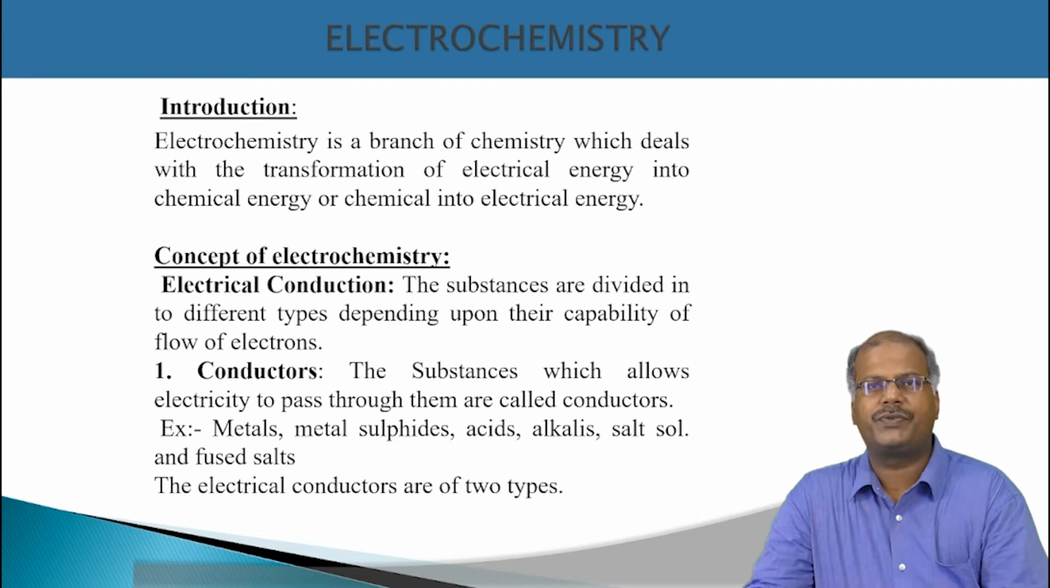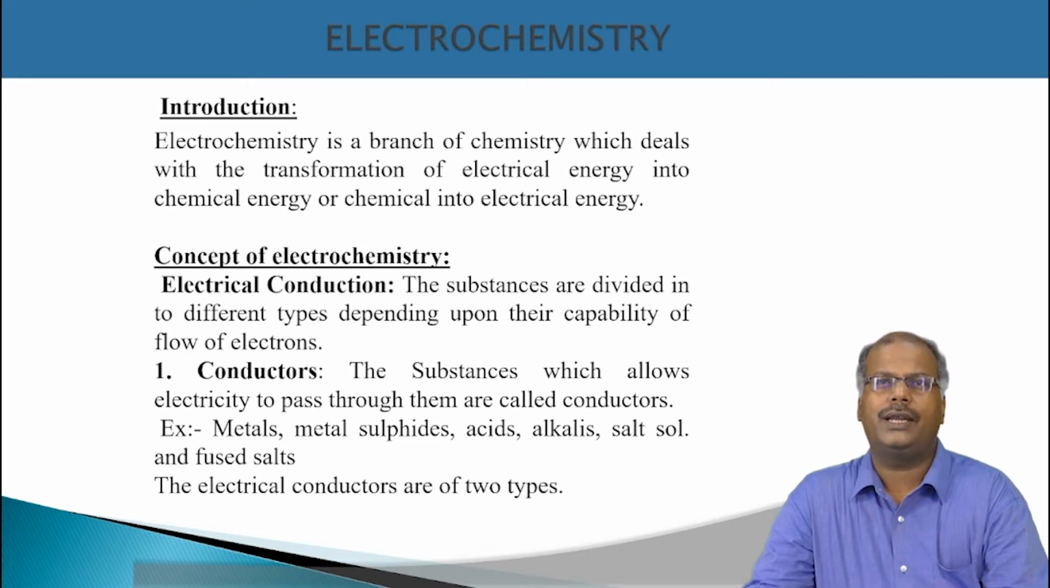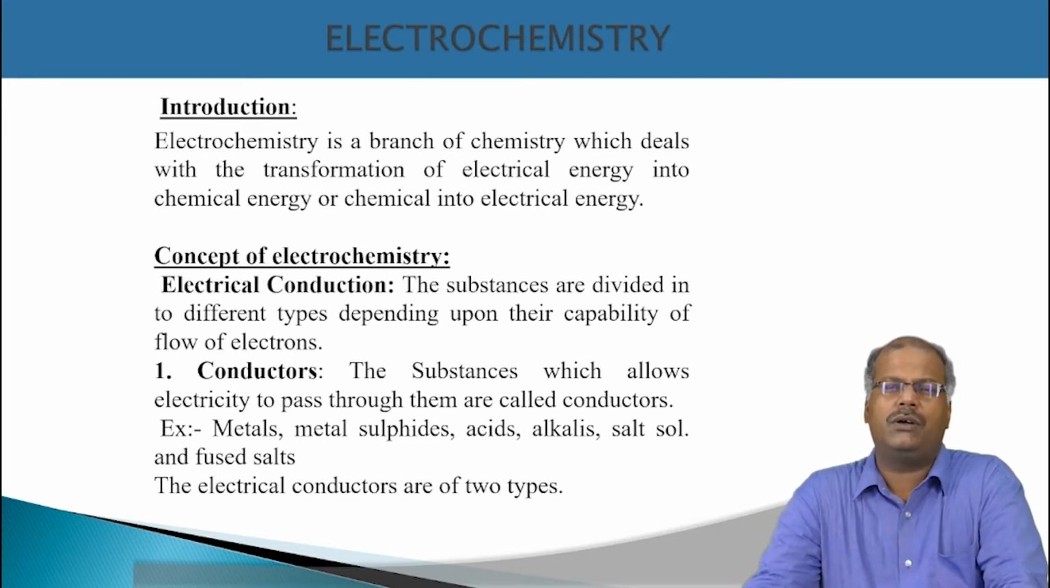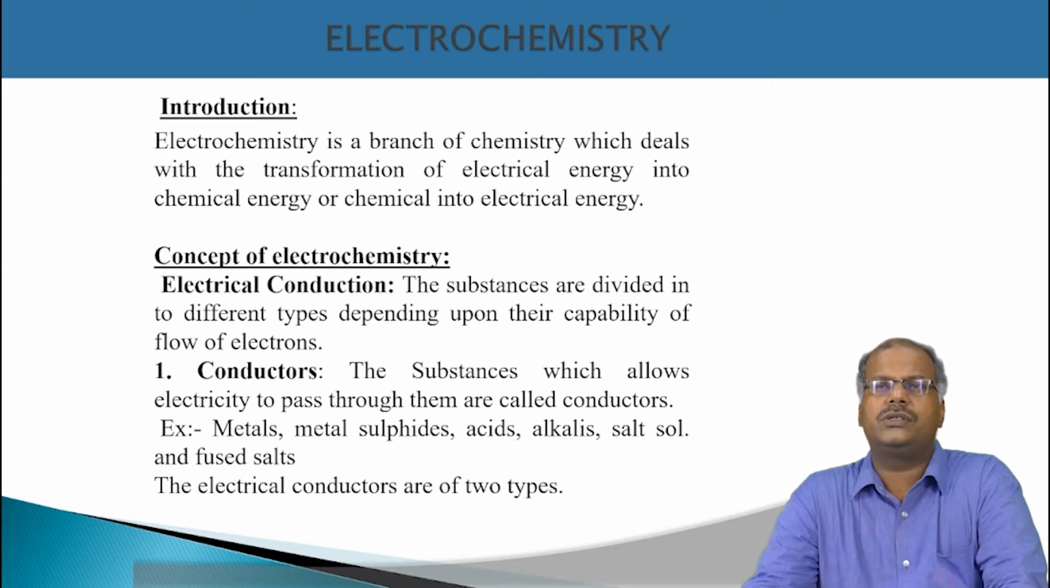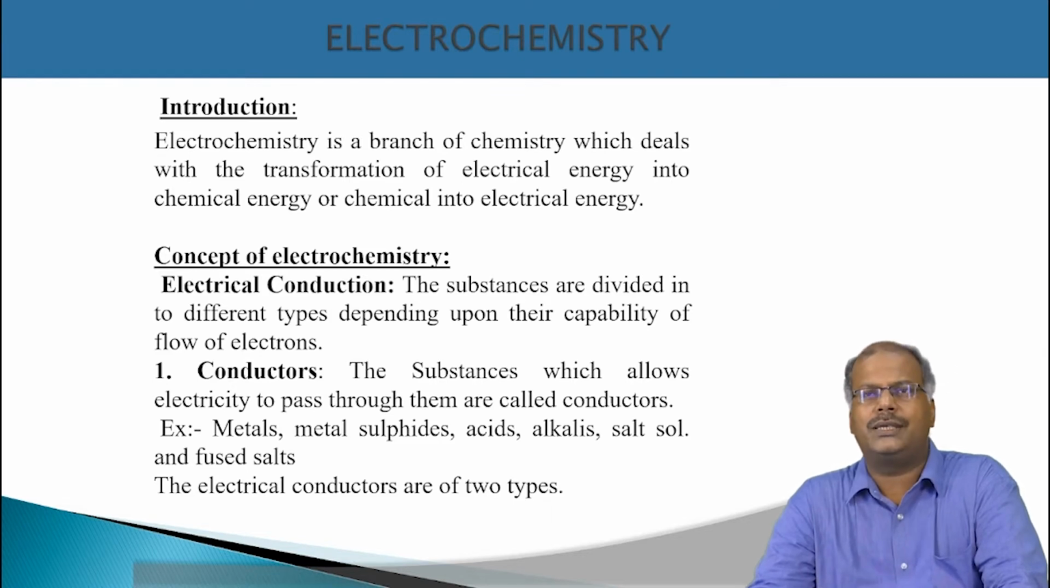Okay, so what is electrochemistry? Electrochemistry is a branch of chemistry which deals with the transformation of electrical energy into chemical energy or chemical into electrical energy. When you say electrochemistry, obviously electrons are involved. There are different types of materials: some materials may conduct electricity due to the passage of electrons, some may not, and some are intermediate.